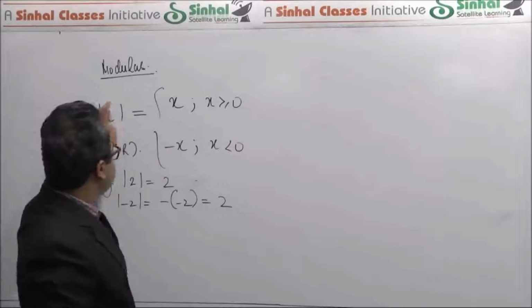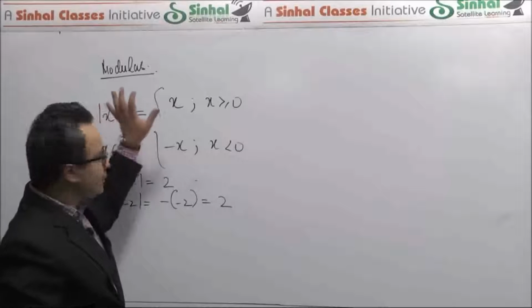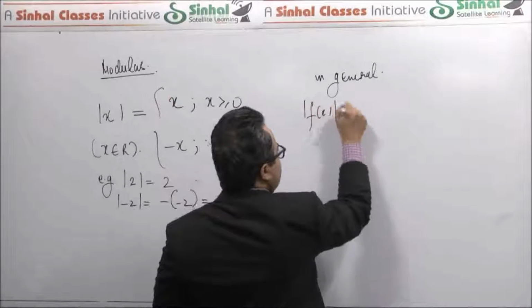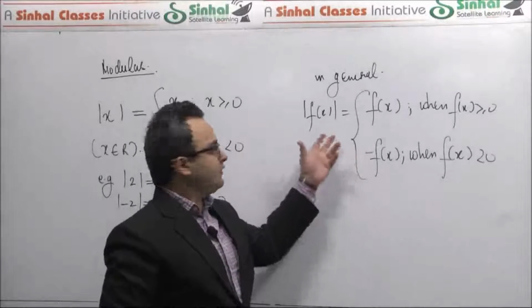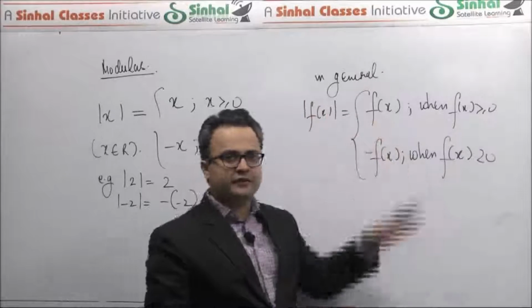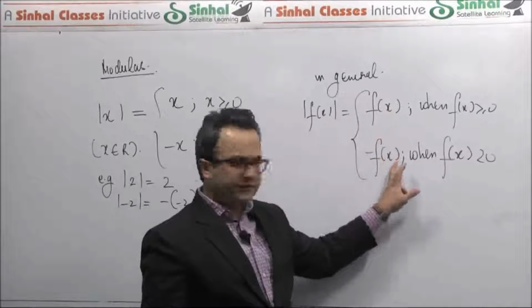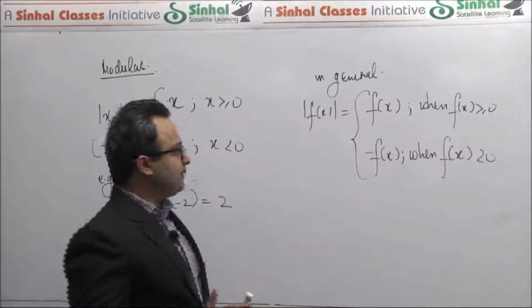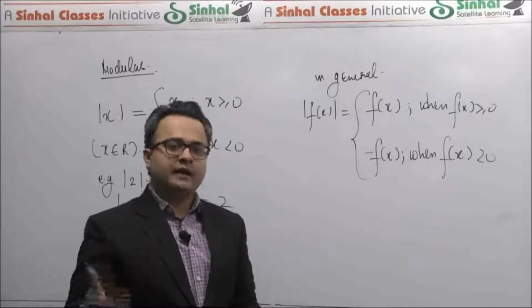Instead of x, of course, you could have a general function, but the basic idea will be the same. Mod of any expression is equal to that expression, say a general mod of some expression f of x. So you can easily extend the definition to talk about a more general scenario. So if f of x is any function, then mod of f of x will be f of x itself for those values of x for which f of x itself is greater than or equal to 0, and it will be minus f of x for those values of x for which f of x itself is less than 0.